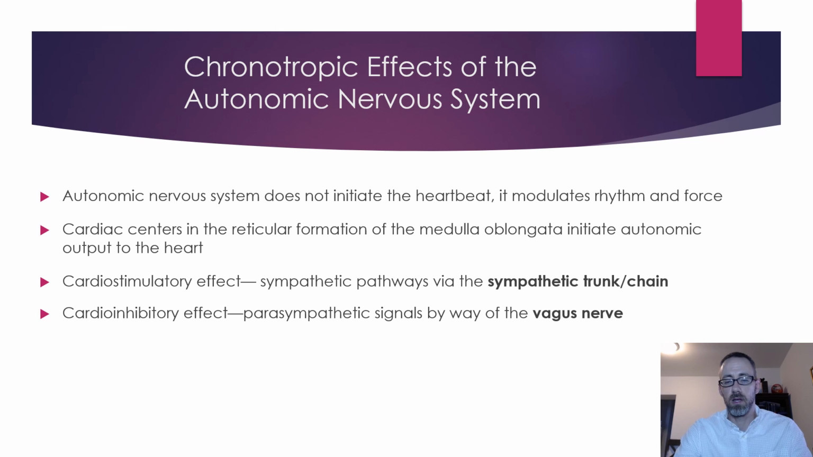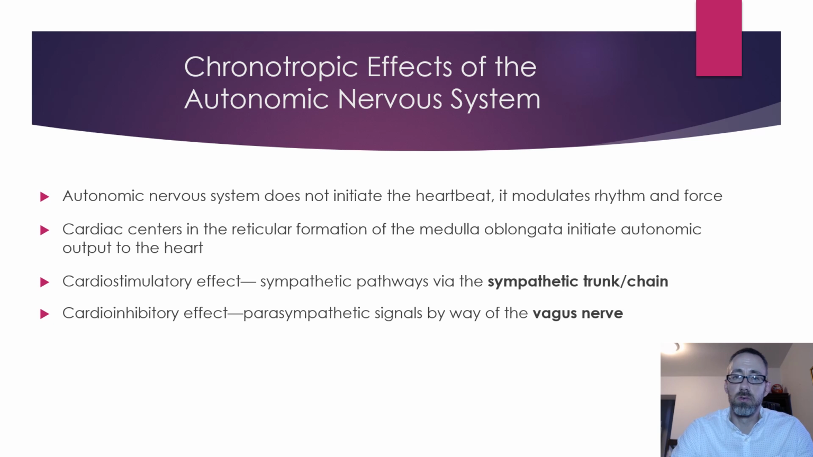force. Now, there are cardiac centers located in our brain in a region called the reticular formation of the medulla oblongata. The medulla oblongata is in the brainstem, and it can initiate autonomic outputs and signal the heart to increase heart rate or decrease it. So the way that works is the brainstem, if we want to have what we call a cardiostimulatory effect on the heart to increase its heart rate, is going to increase signaling to the sympathetic neurons located in the spinal cord, and then from the spinal cord they would reach the heart via the sympathetic trunk or the sympathetic chain that I reviewed in the previous lectures.